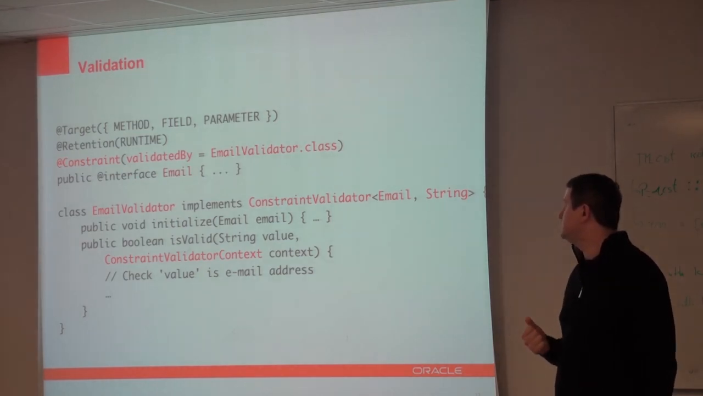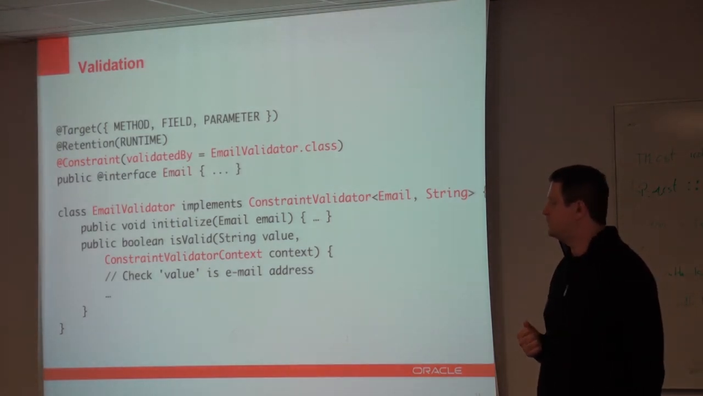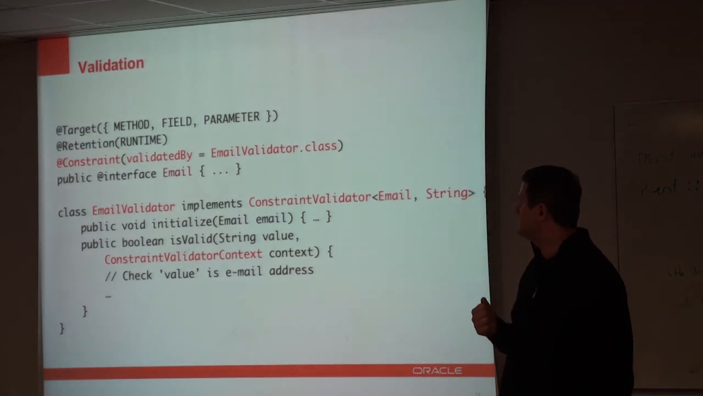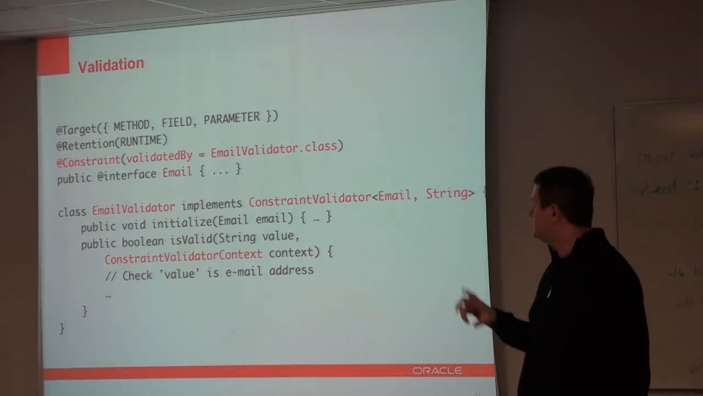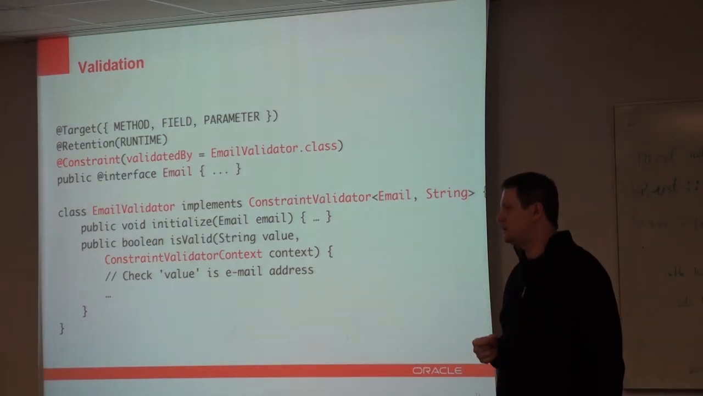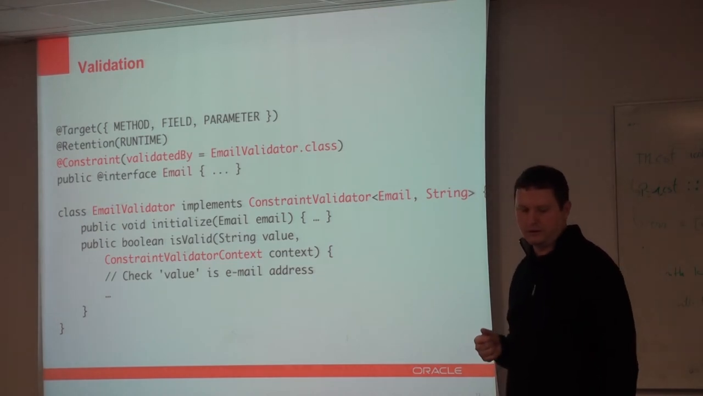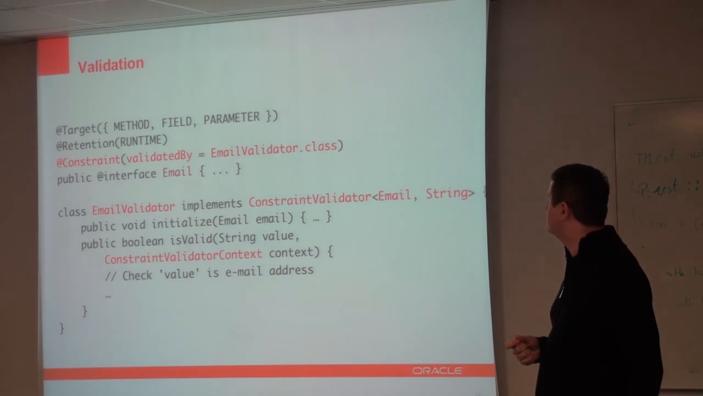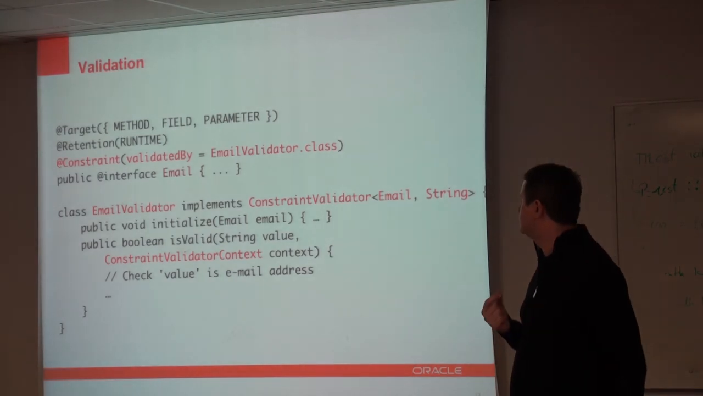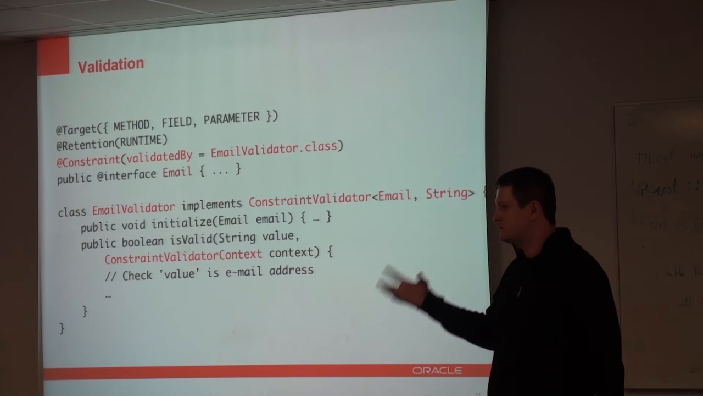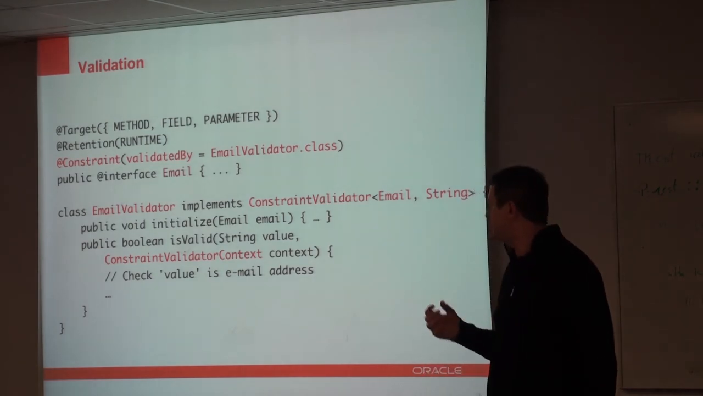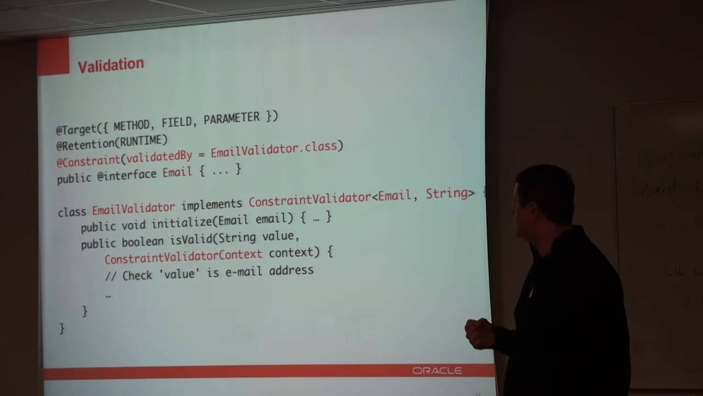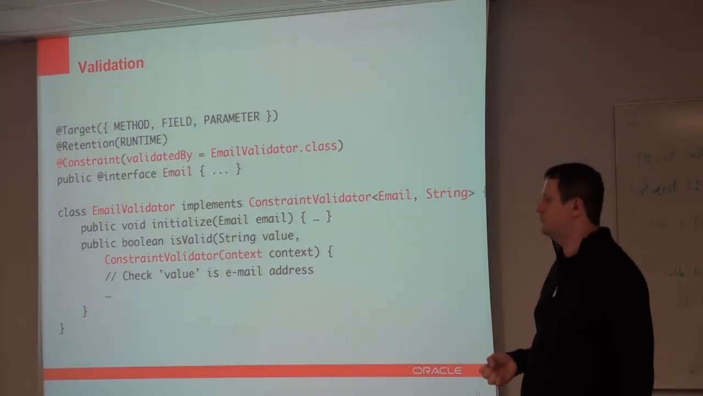I first need the email annotation that I just used previously, which must be annotated with the add constraint annotation that specifies the name of the validator class being used for the validation of this annotation. Then I need to implement the email validator that basically implements the constraint validator for the annotation and some particular type, maybe for any type. And the important part is the isValid method, which implements the actual validation.